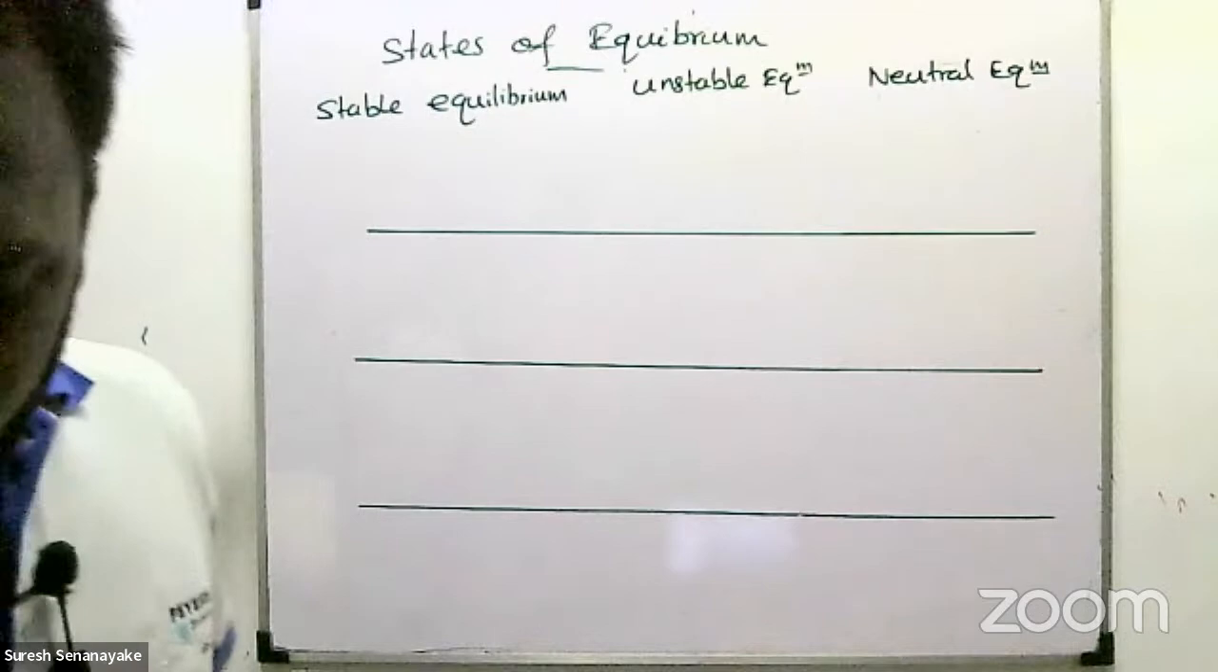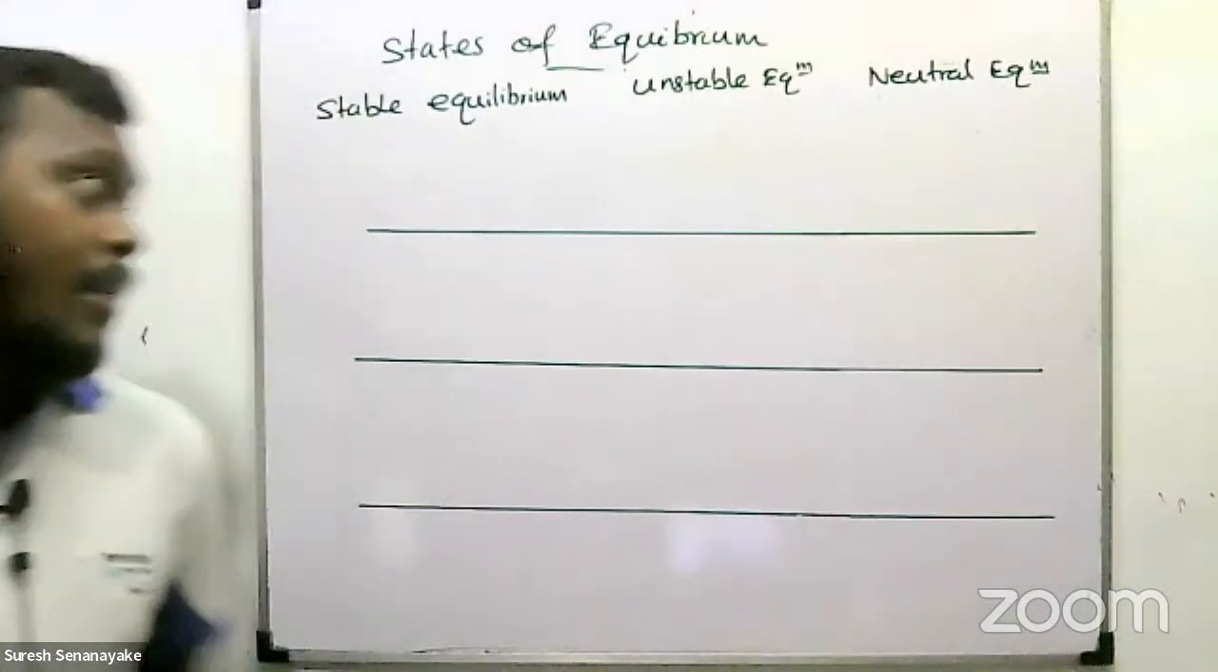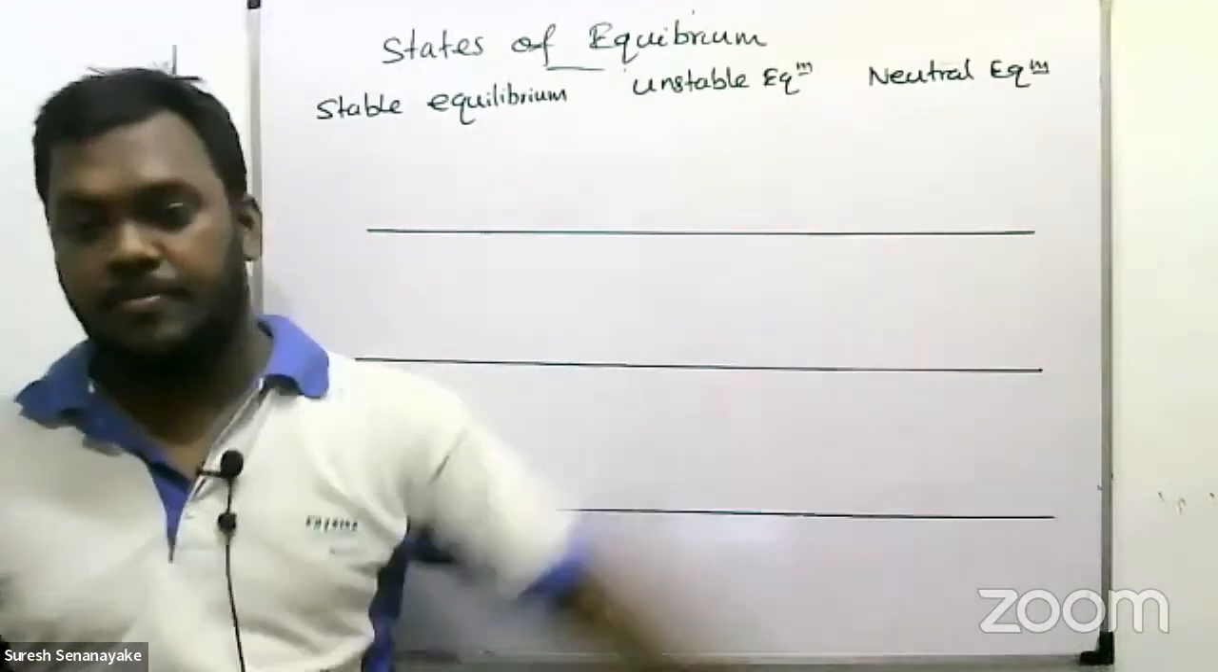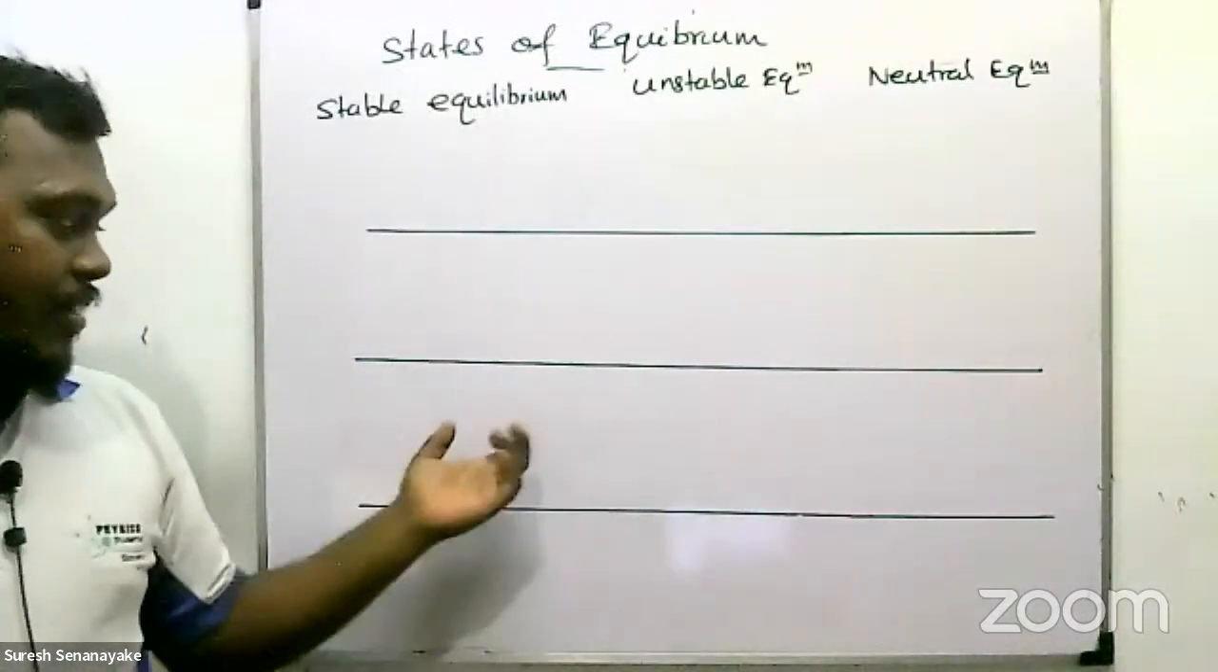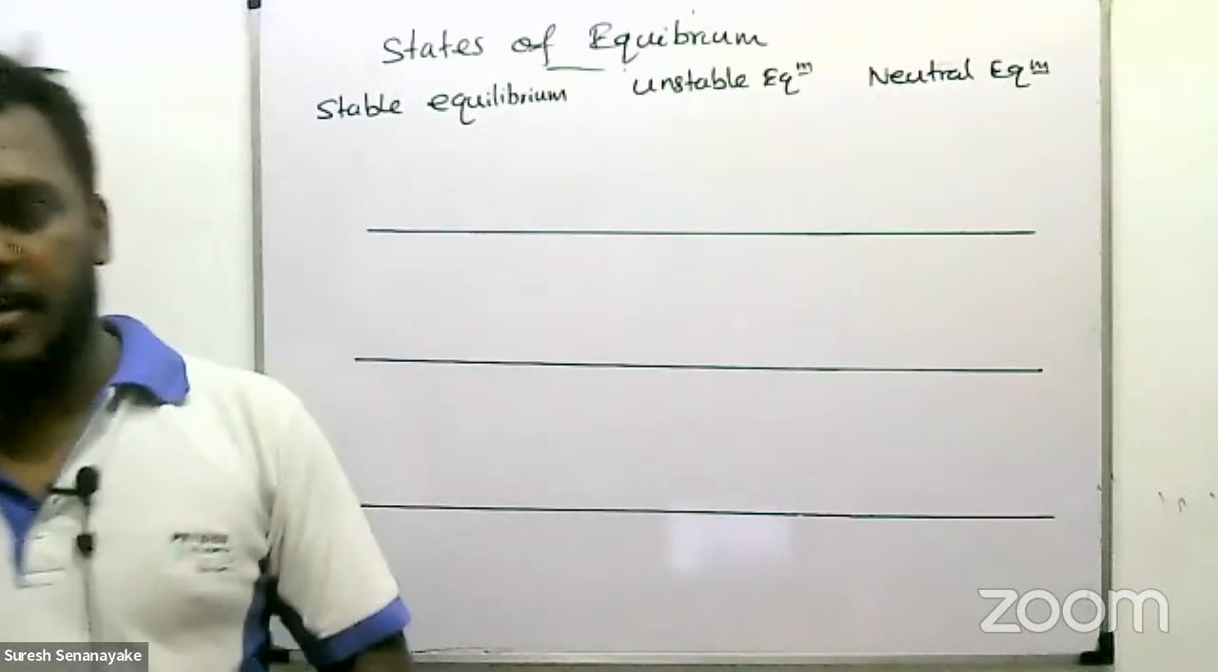Okay, sorry children, I had a call. So then write the neutral equilibrium. I will draw these separate examples that someone write.